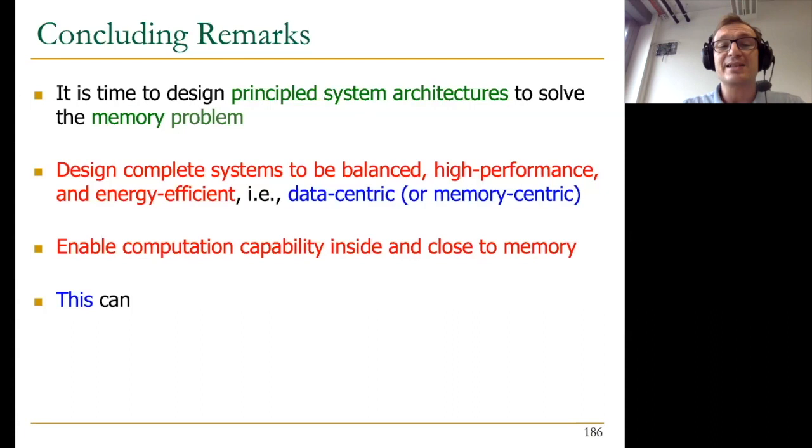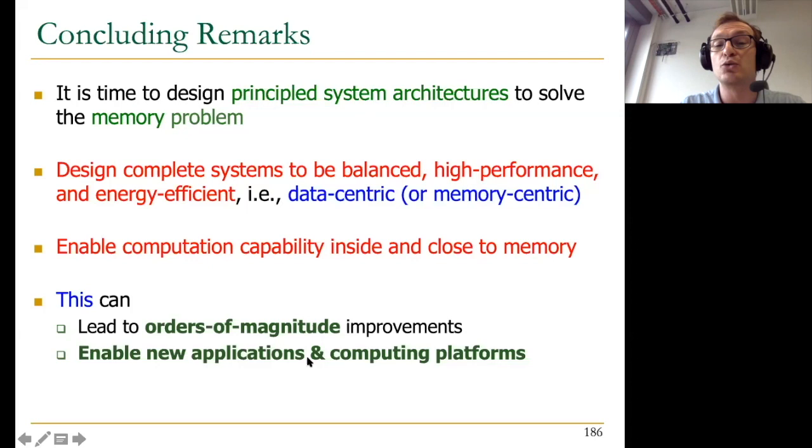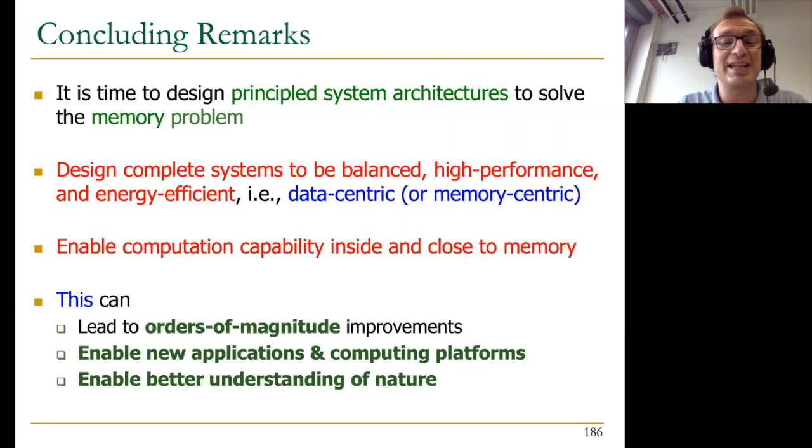And as I showed you in this lecture and the previous lecture, this can actually lead to orders of magnitude improvements in terms of both performance and energy, and there could be other benefits in terms of other metrics, clearly. This can enable new applications and computing platforms like new genome sequencing engines and who knows what else, right? It can also enable a better understanding of nature, actually. This is really interesting. I think, for example, psychologists in the last decade used the computer as a paradigm for understanding humans. And clearly, the computer is processor-centric, or for understanding the brain, let's say.